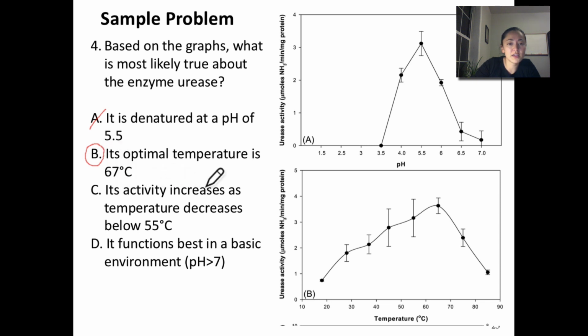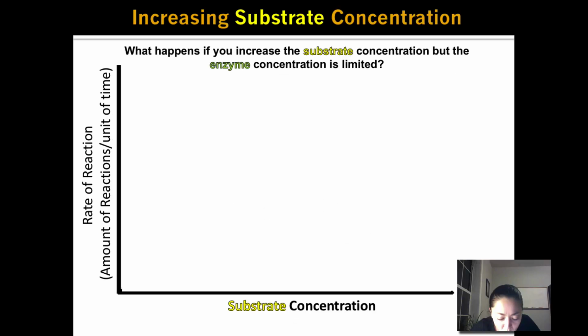Its activity increases as temperature decreases below 55 degrees. Well, as temperature decreases below 55 degrees, the activity is decreasing, not increasing. So that's definitely wrong. It functions best in a basic environment, so pH greater than 7. Well, definitely not. It's really low there. So yep, B is the only one that is correct.